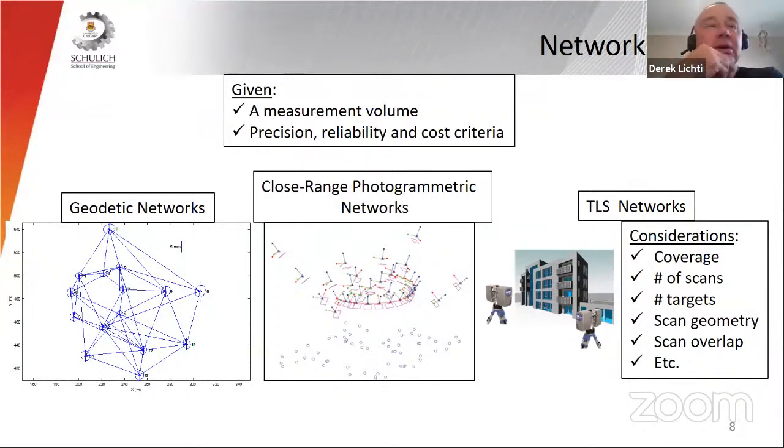And if we look at the history of network design development in terms of methodology, it really started, in my view anyway, in the 1970s with the design of geodetic networks. And then that continued, and then in the early 1980s, we saw a lot of work being done in close-range photogrammetric network design. And now we're at the point of terrestrial laser scanner network design, which is an active area of research still. And there are many considerations that we have to take into account, such as the coverage of each of the scans, the number of scans, the number of targets necessary, the scanning geometry, as well as the overlap. And there are others that we can consider as well.